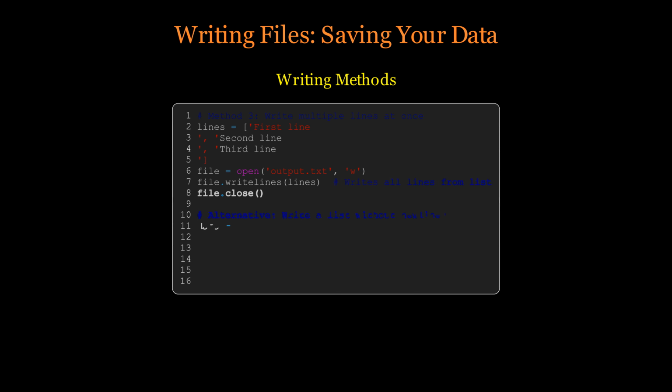The writeLines method accepts a list of strings and writes them all at once. This is efficient for writing multiple lines. However, writeLines doesn't add new lines automatically either. So make sure your strings include them. You can also use a loop to write items with custom formatting.